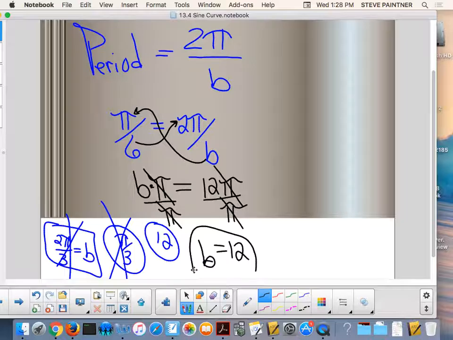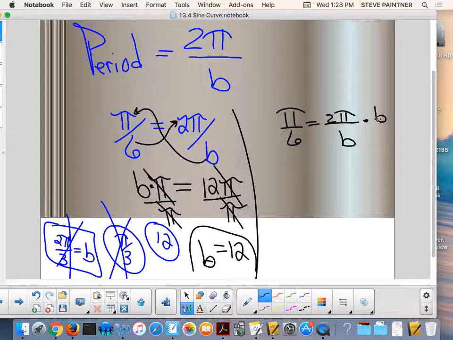Now, that's not the only way you can solve that. Period four said to me, wait a minute, can't I just do this? And I said, oh yeah, sure you can. When I say period four, I just mean one girl. She said, can I just multiply this side by b? What would happen? They cancel. And here's what you get: 2 pi equals b times pi over 6. Then she said, now I want to get rid of the 6, so I'll just multiply by 6.